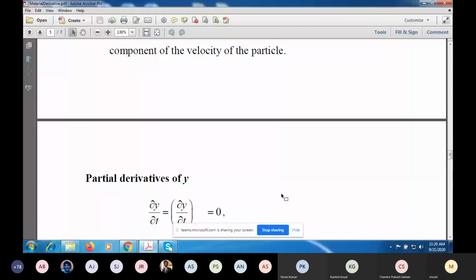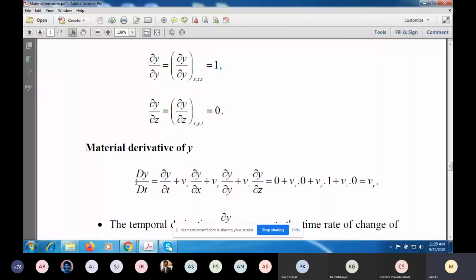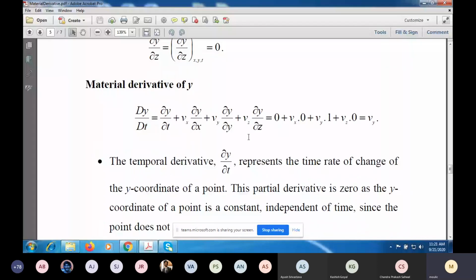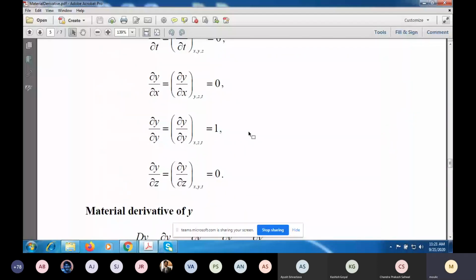Likewise, you can look at partial derivatives of y. Only ∂y/∂y will be 1, the other 3 will be 0. And the material derivative of y will be Vy. For the sake of completeness, I've written all this, but you simply replace x by y and you get everything in this slide.